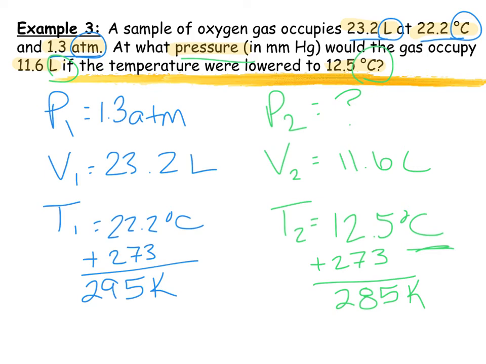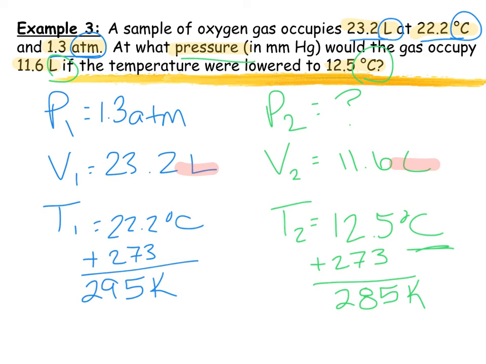For significant figures, whenever you add, you go by decimal places. 273 has ones place as its last decimal place, so we're rounding the Kelvin temperatures to the ones place as well. Now I want to check the units on my other variables. Volume was given in liters for both volumes. V1 and V2 both come in liters. Since they match, I know that that's good.